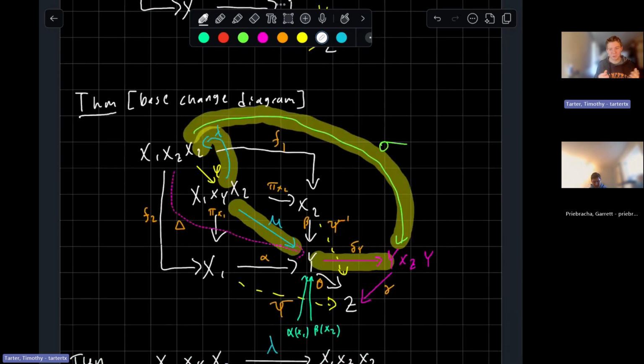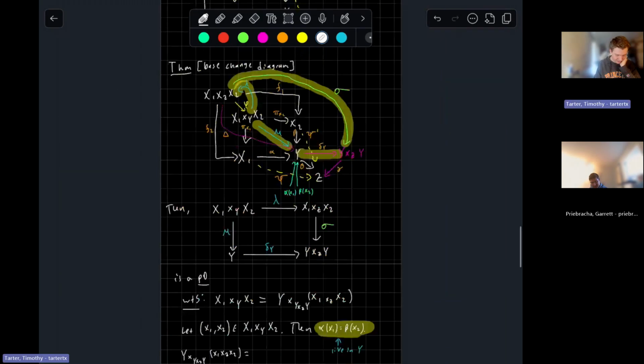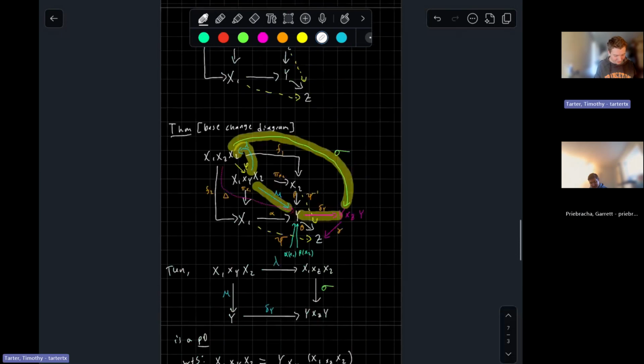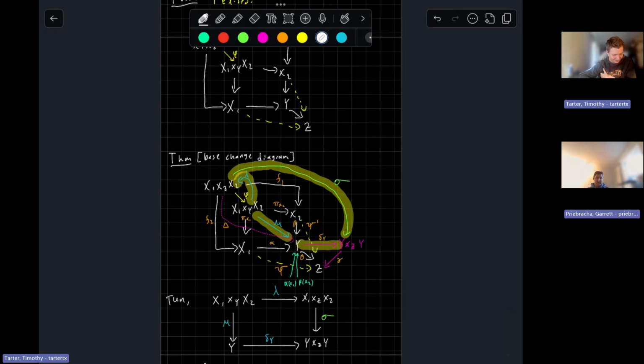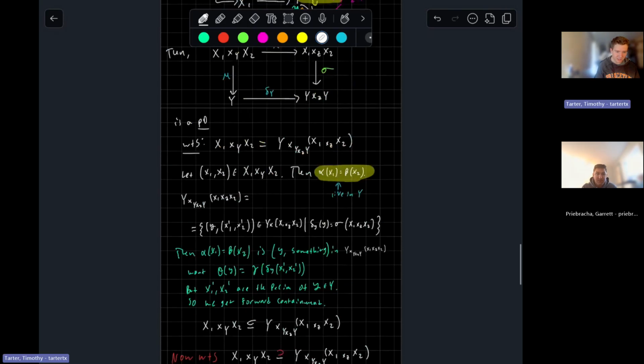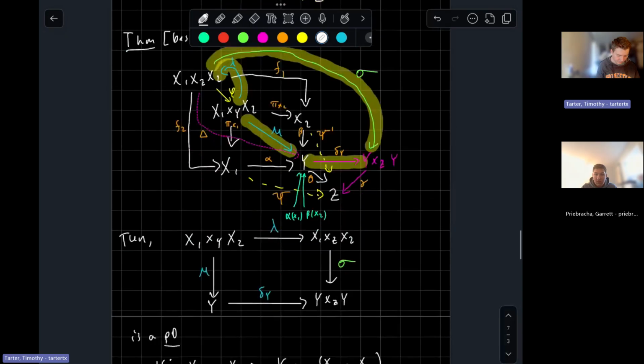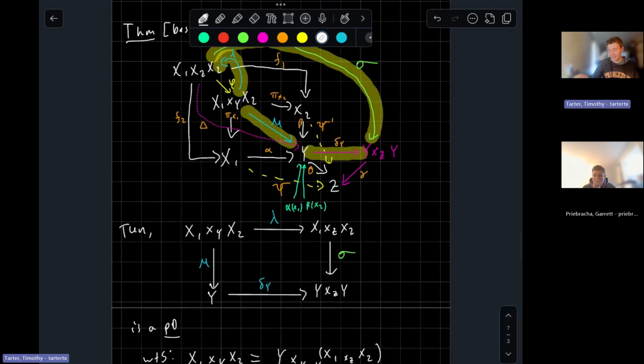Okay, maybe easy is not the word we're looking for here, but like, come on. Okay, so we did the base change diagram. All right, that was a tough problem. Goodness gracious. I'm kind of proud of that. That was some real cojones.